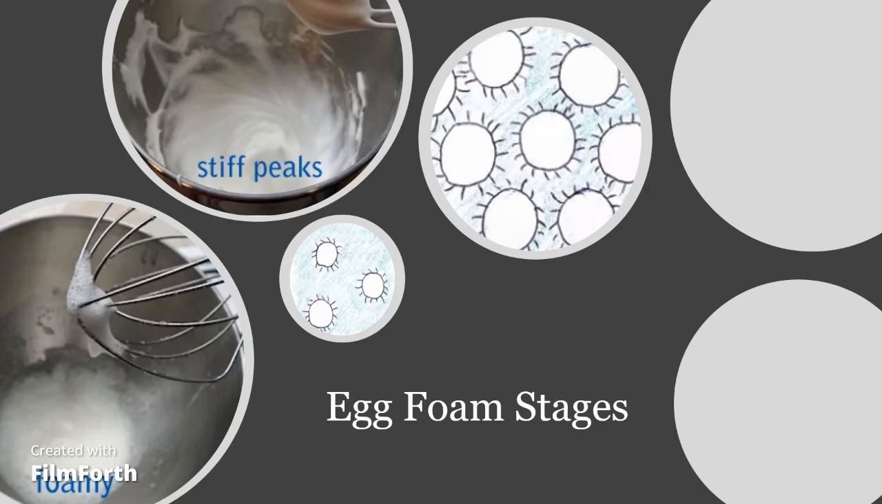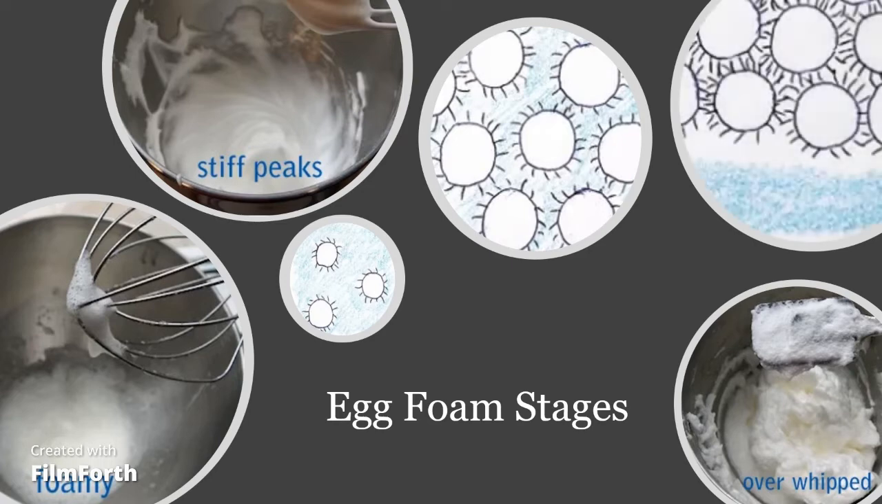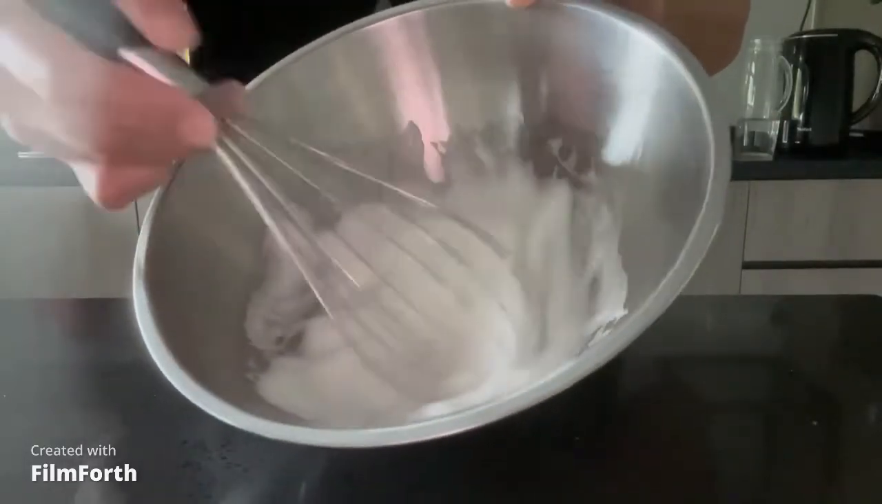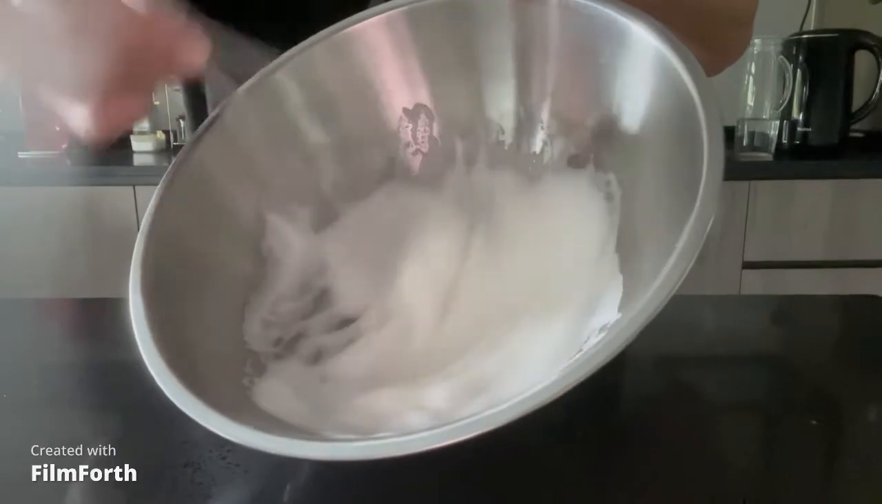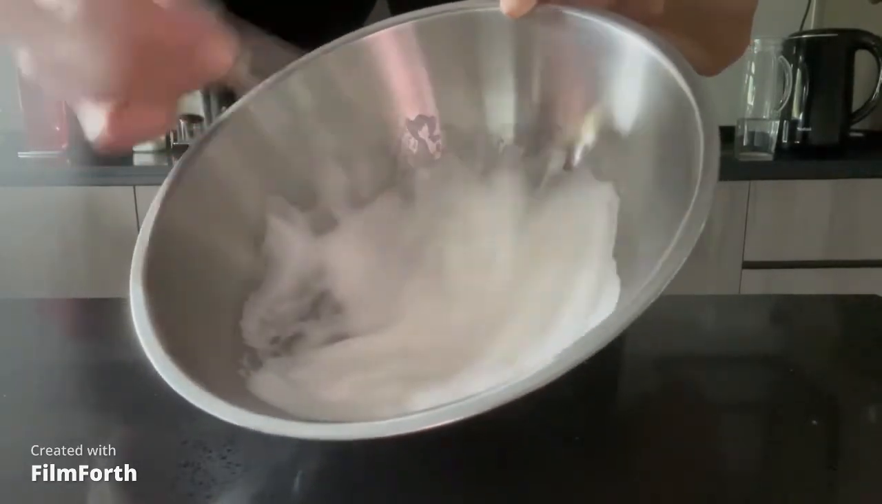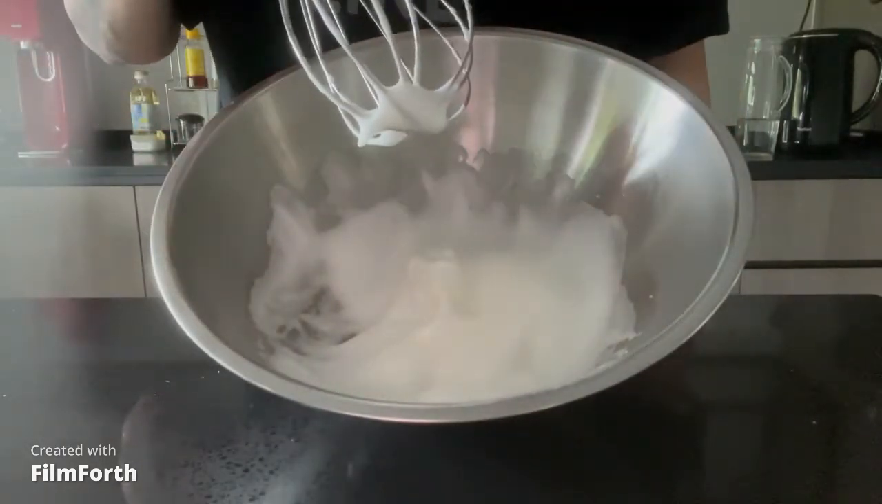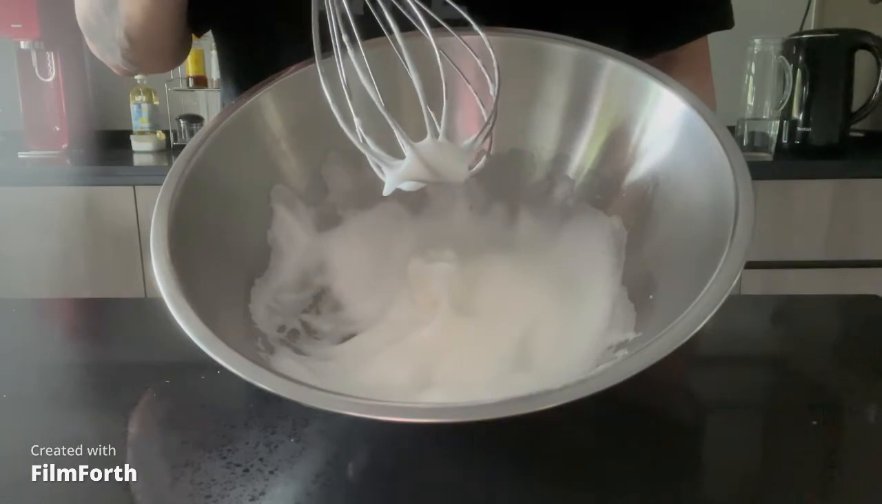If whisking is continued, the air bubbles become more tightly packed and end up squeezing water out of the network, resulting in an overwhelmed egg white that separates into liquid and a dry crumbly foam. The egg white has reached its peak, which we call the ribbon stage.